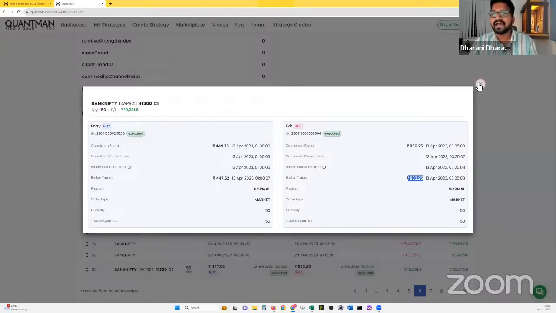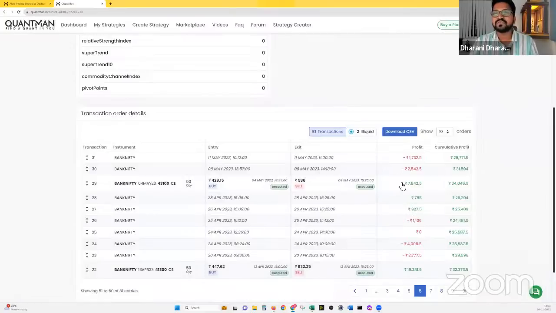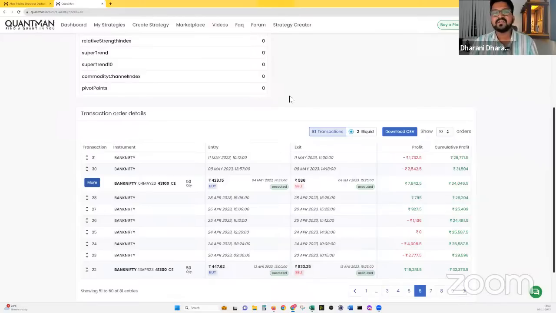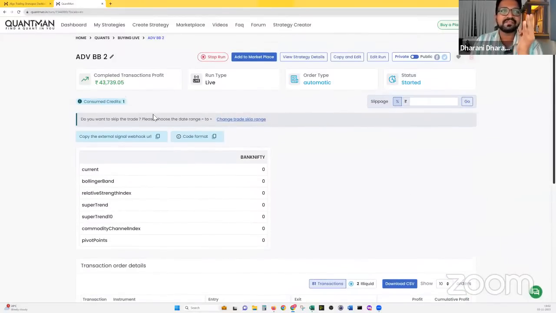Okay, so just imagine another 19,200. So we come out with 40,000 rupees of profitability, and another 7,000 is over here. 429,586 done for the day. So in just 3 trades, it was able to contribute to the entire profit.